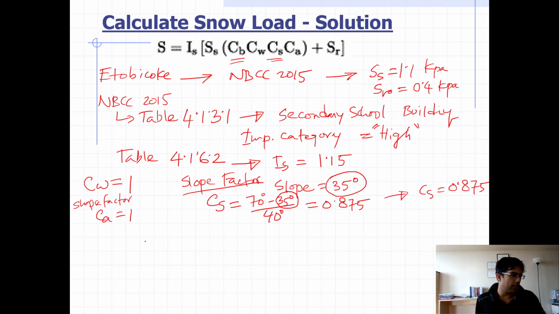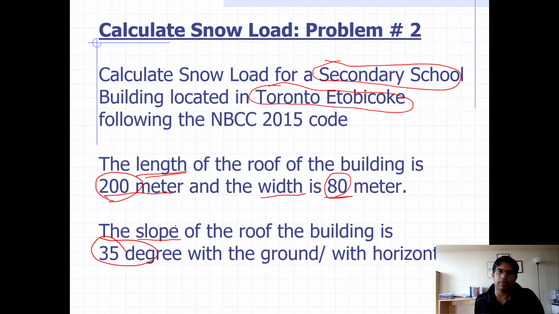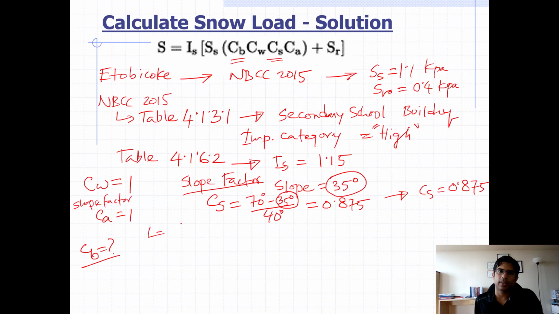Then we still need to find CB. For CB, the characteristic length is not given in this problem, but the length and width are given: 200 meters and 80 meters. So the length is 200 meters and the width is 80 meters. From the length and width, we need to calculate the characteristic length.